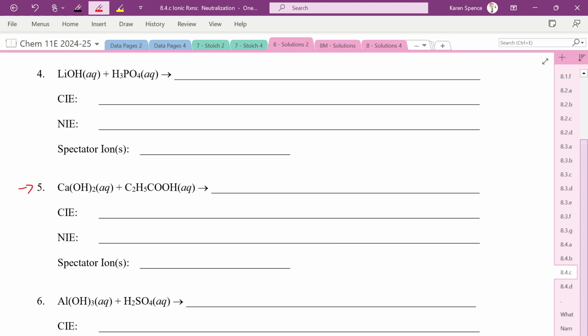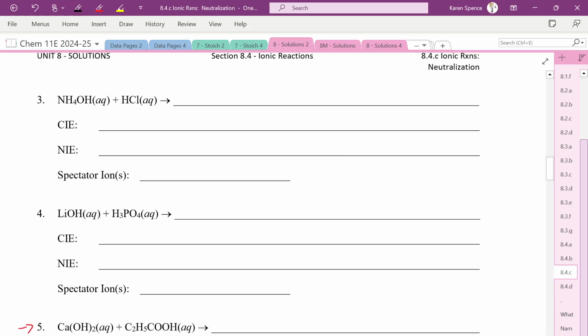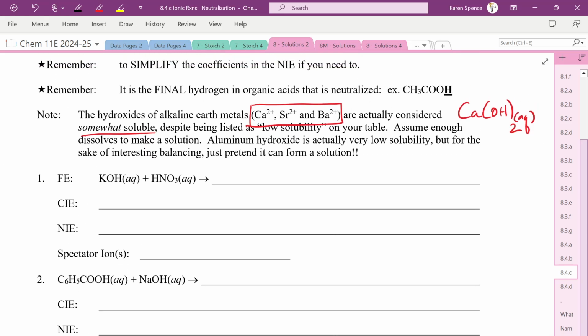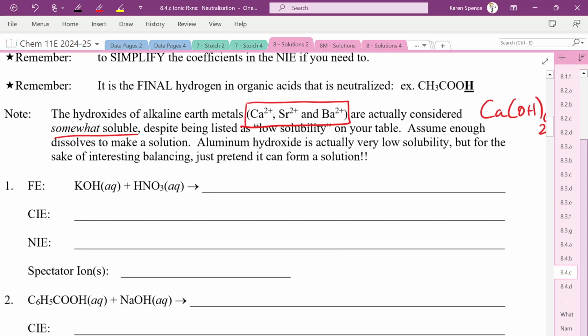So when it comes to these, do we want to do one together? Yes, okay. Let's do one together. We're going to predict our products, outside ions, inside ions. So we end up with KNO3.